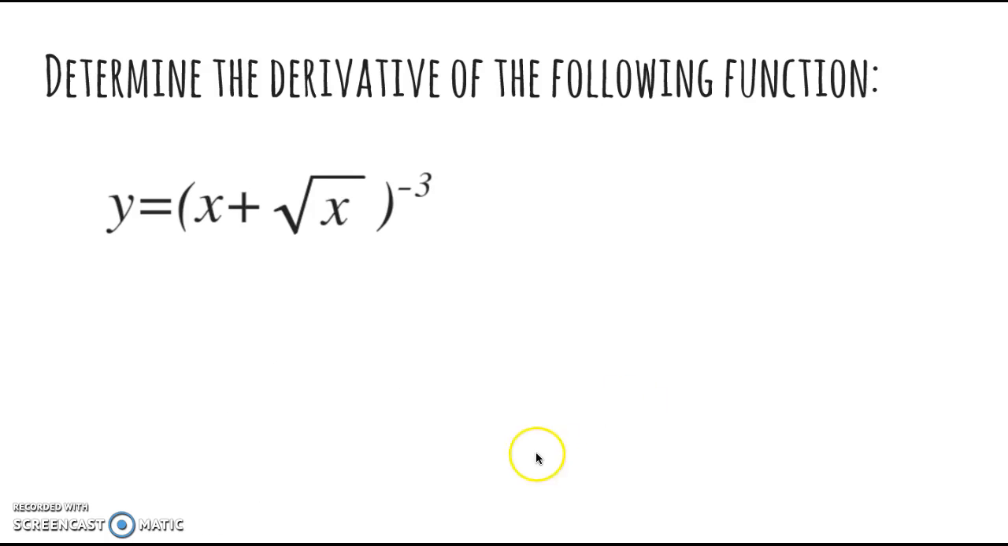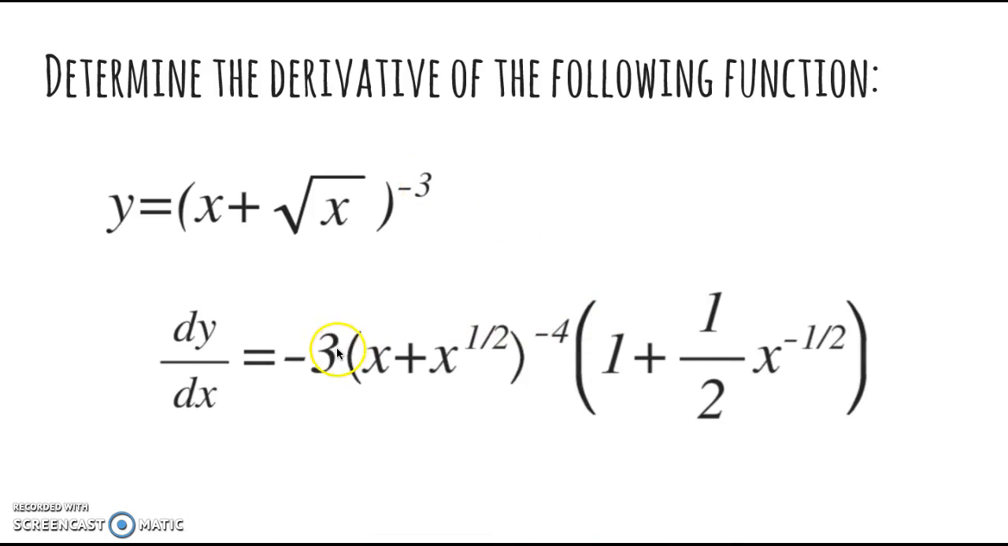Our next function, the outer function, is to the negative third power, and the inner function is x plus radical x, which can be rewritten as x plus x to the 1/2, to the negative 3. So, you bring down the exponent, subtract 1 from the exponent, leave the inner function, times the derivative of the inner function, which, the derivative of x is just 1, and the derivative of x to the 1/2, the exponent comes down, subtract 1 from the exponent to get 1/2 x to the negative 1/2.